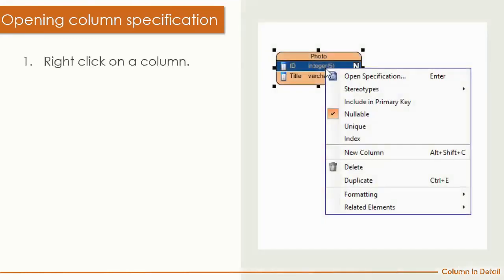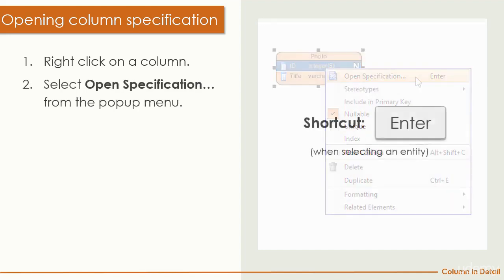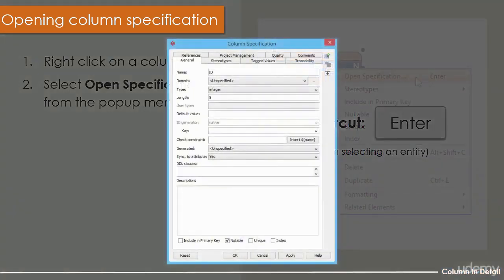Column in detail. You can configure the column detail by using the specification dialog box. To open the specification dialog box, you just need to right click on a column and then select Open Specification. Or you can select the column and just hit the Enter key on your keyboard. Then you will see the specification dialog box of your selected column like this. Let's walk through the different fields you can set in the specification dialog box.